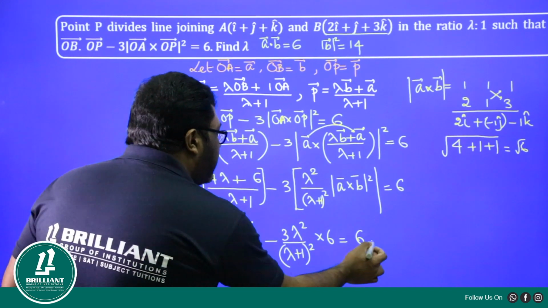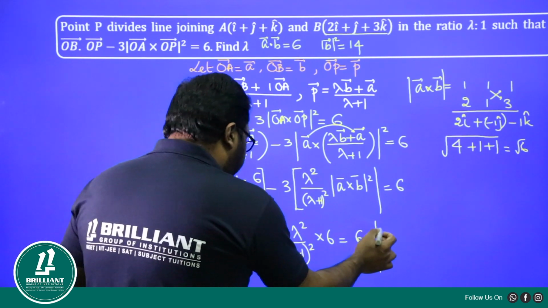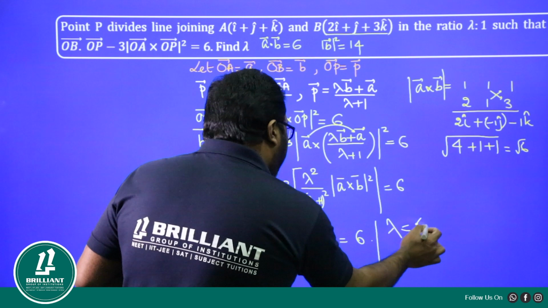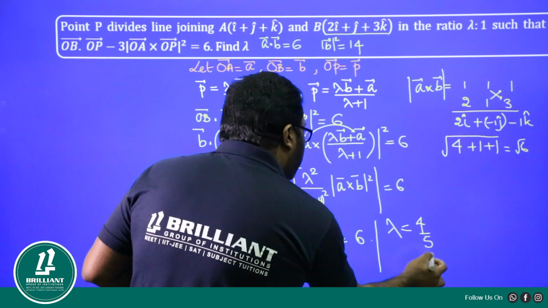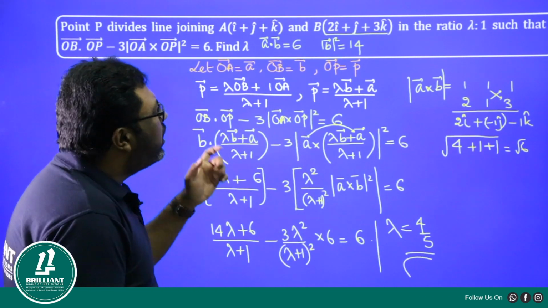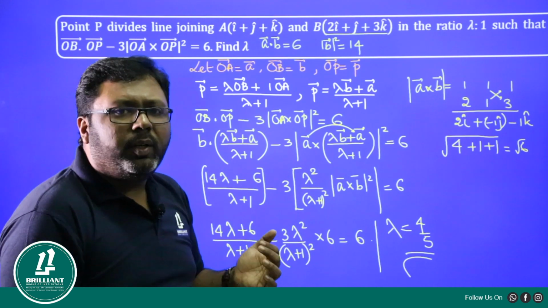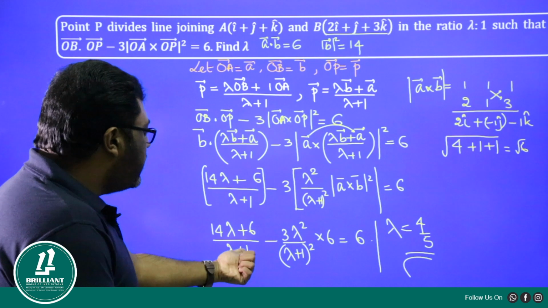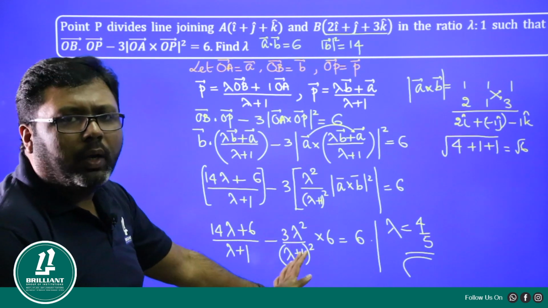We're not going to be wasting time on solving the value for lambda. It's pretty clear. Lambda is equal to 4 by 5. It's not an MCQ question, it is a descriptive question. So lambda is equal to 4 by 5. Just solve this expression applying LCM and all, you have to solve it.